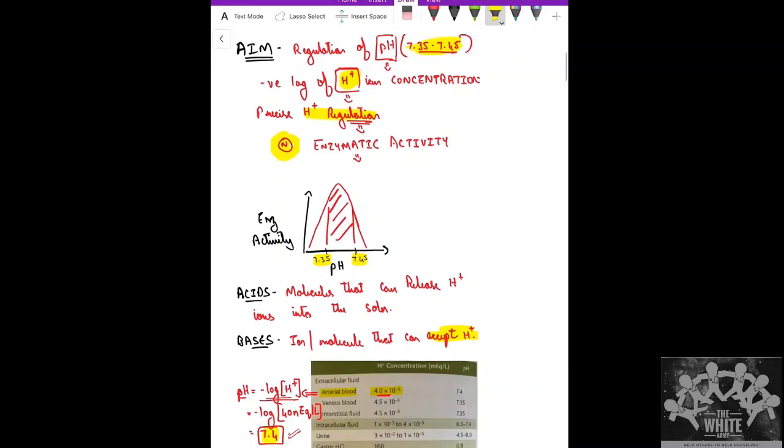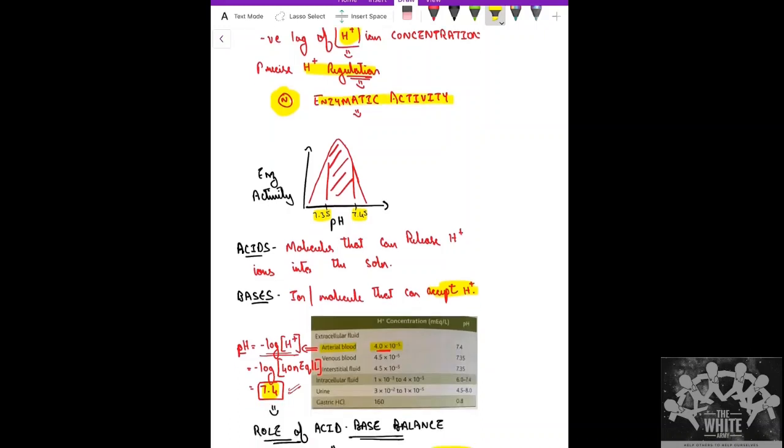And this pH is nothing but the negative log of H plus ion concentration. Why is this precise H plus regulation required? To maintain the normal enzymatic activity. Enzyme activity is at its maximum, optimum, when the pH is between 7.35 to 7.45. That is why this regulation is required.